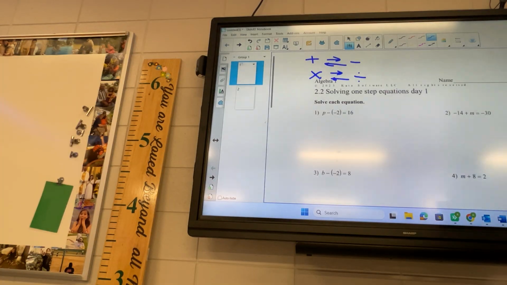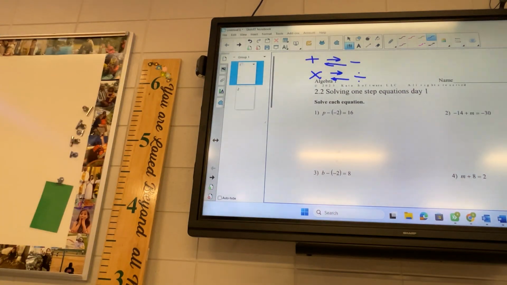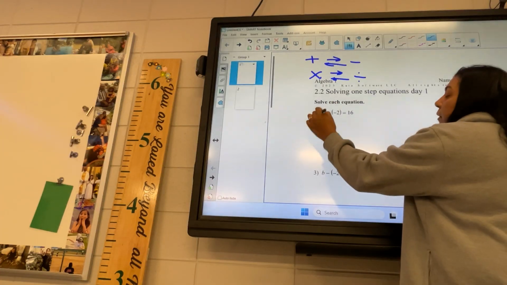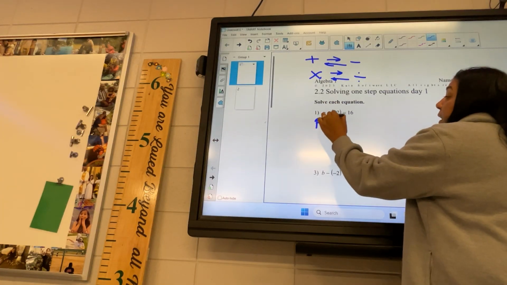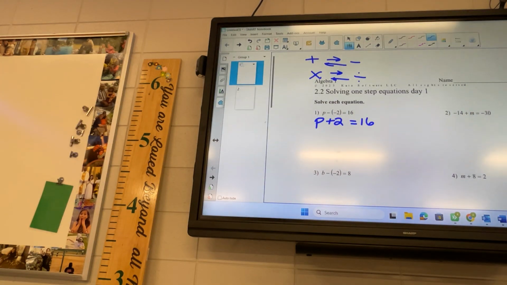Now, there is an exception on a few of these, and of course, it's the first couple ones that we're doing, so that kind of sucks. If we look at number 1, how many minus signs do you see? There are 2. When you have 2 minus signs right next to each other with no number or letter in between, a minus minus really means a plus. So you can rewrite this and it becomes p plus 2 equals 16. The minus minus became a plus and the parentheses disappeared. Anytime you see a minus minus, it becomes a plus.